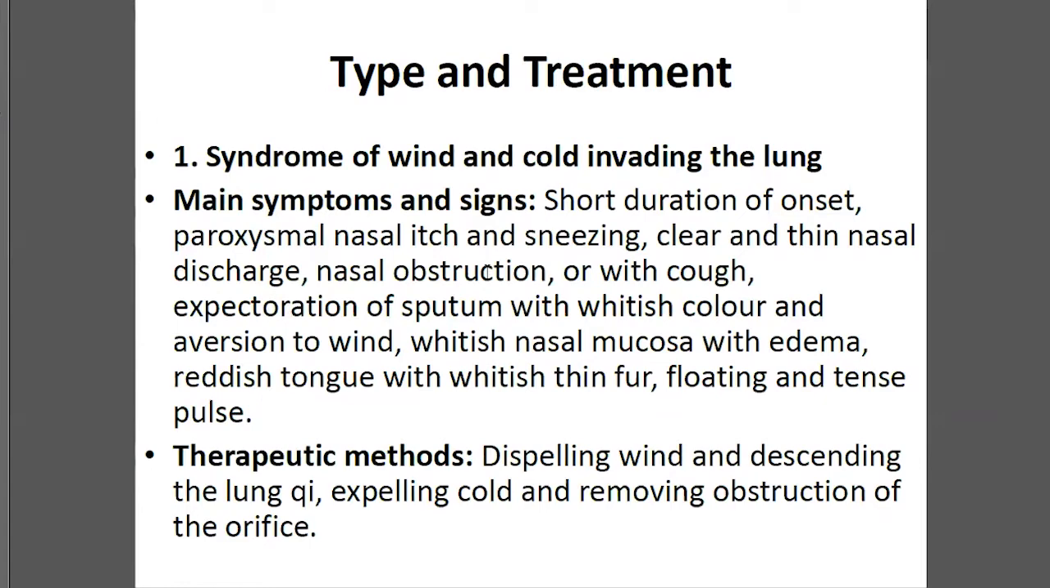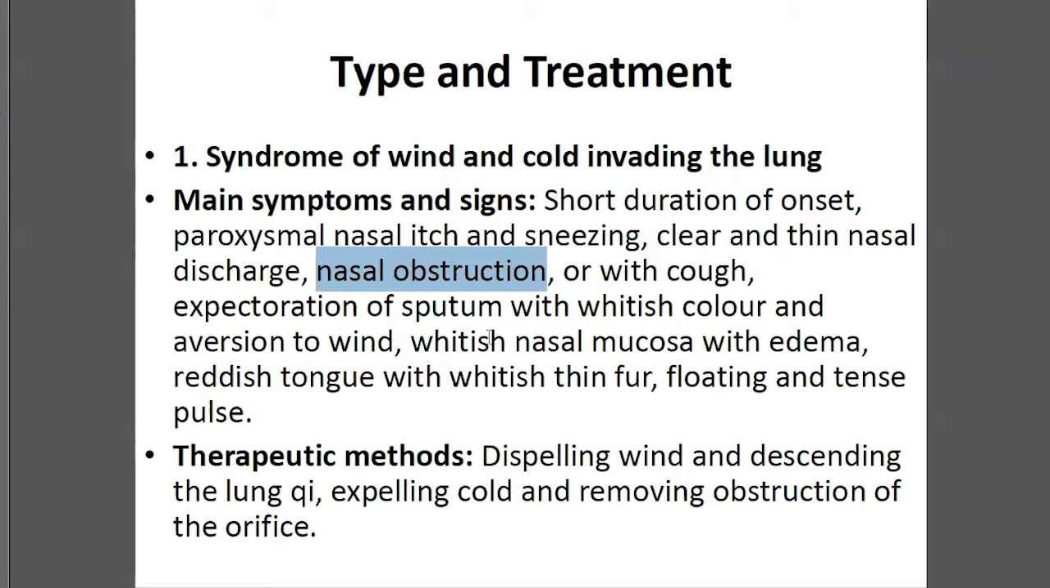Then we go to the different patterns. The first pattern we are talking about is wind and cold invading the lung. For this pattern, the local symptoms are pretty similar. The onset is fast and happens suddenly. There is itchiness inside the nose and sneezing, and a clear, watery nose discharge. At the same time, people can feel the nose blocked. So those are generally the symptoms there.